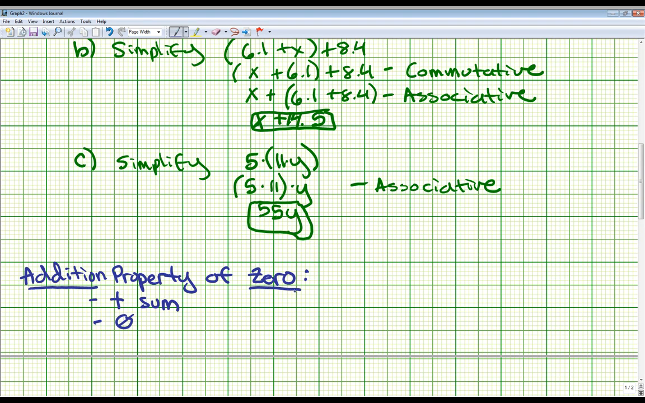So basically what this one states is that a number plus 0 just equals the original number. So instead of writing that out in words, we're just going to put a number like 5 plus 0 equals the original number. So anything plus 0 is back to the original number. That's what the addition property of 0 states. So that's a pretty easy property to remember.